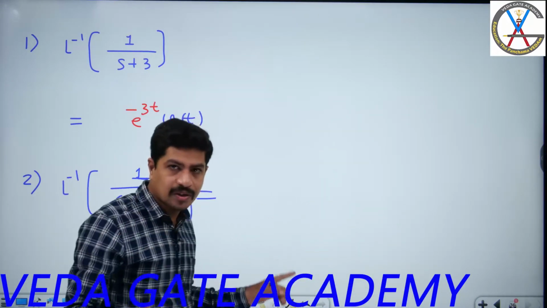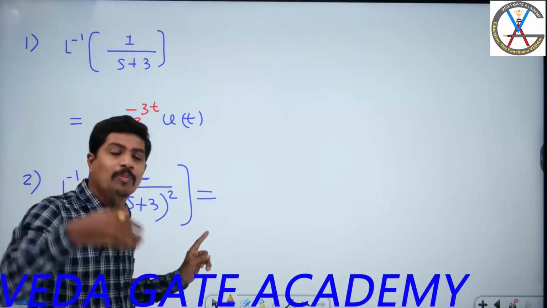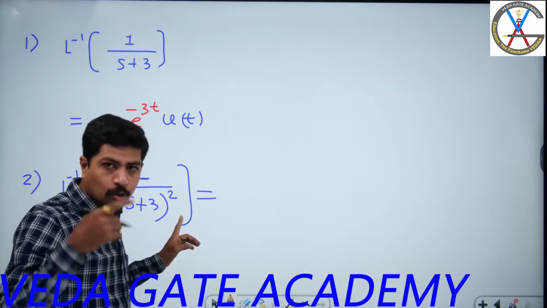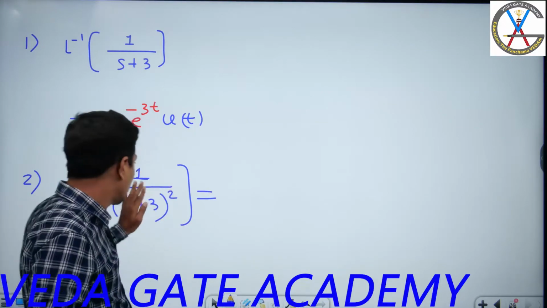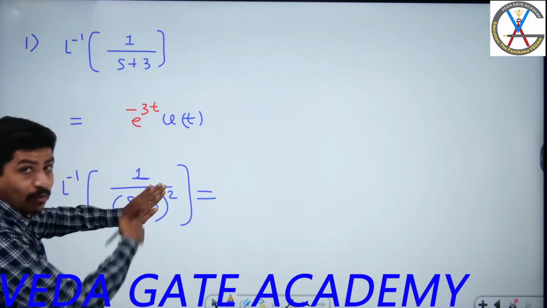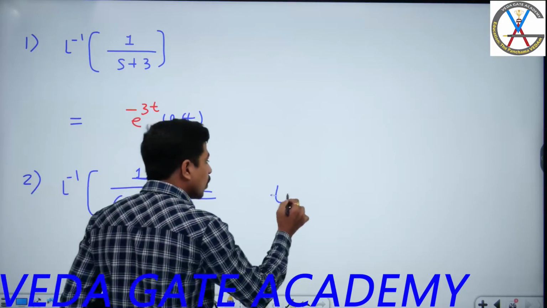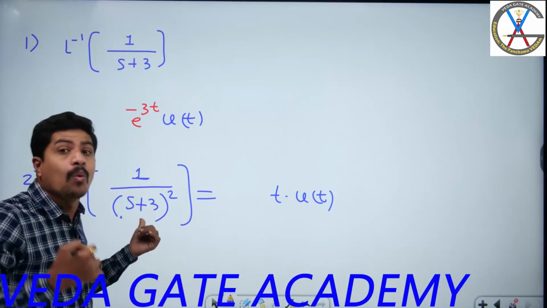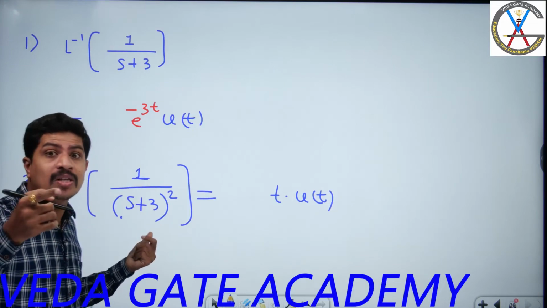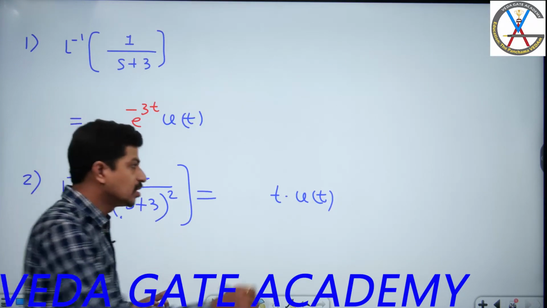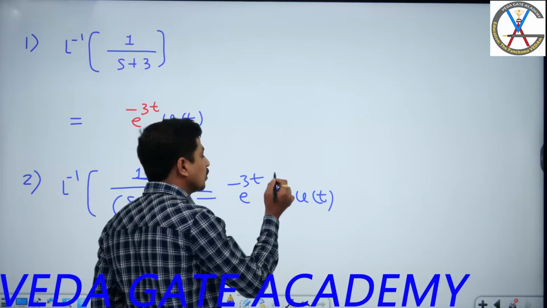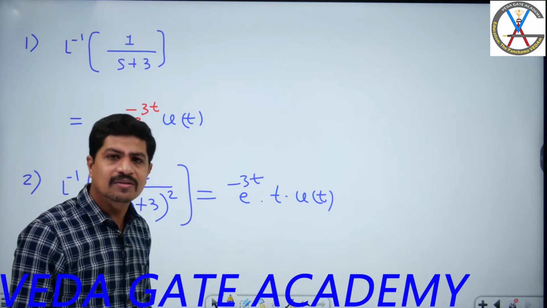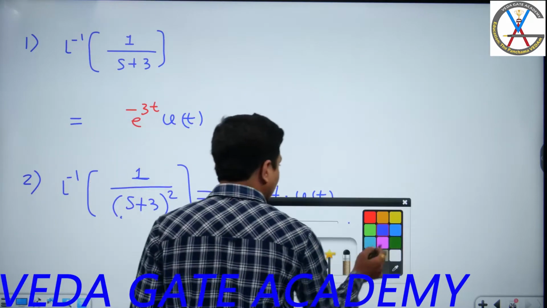What my way of solution is, forget about plus 3 first. What we have? 1 by s square. I am telling you to forget about plus 3. What is the signal you have? If you close this plus 3, what you have? 1 by s square. 1 by s square means what? T into u of t, brother. As I have shifting here in frequency domain, what I should get? I should get exponential in time domain with the opposite sign. E power minus 3t. Done. Yes or not? Yes, very much yes. Then let's go for the next example.